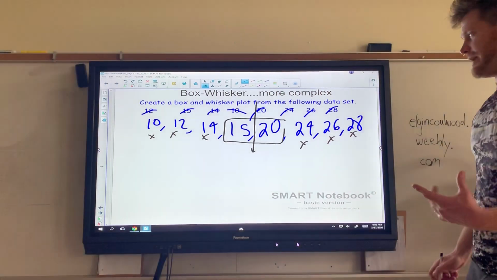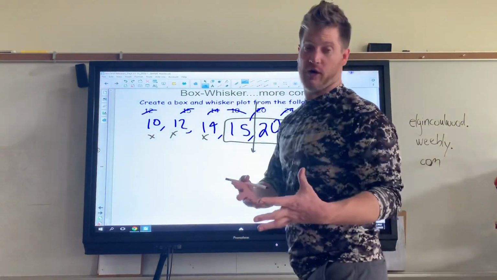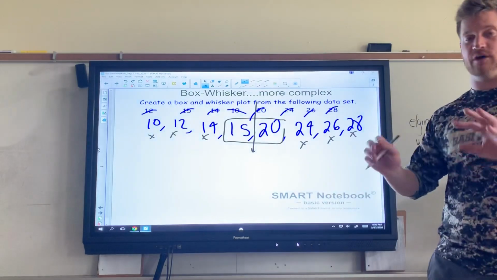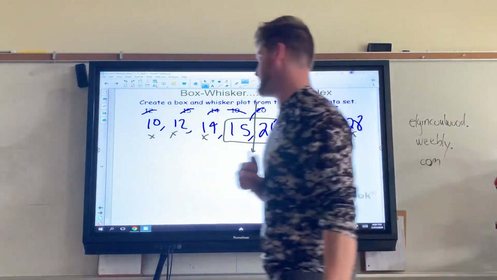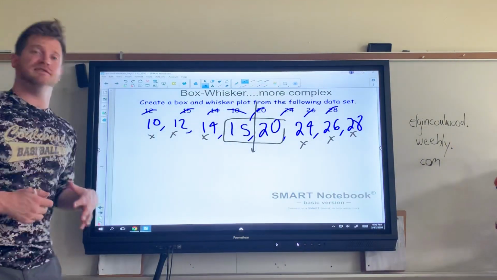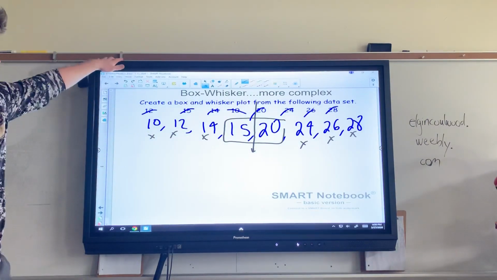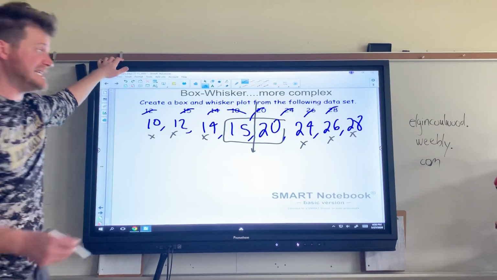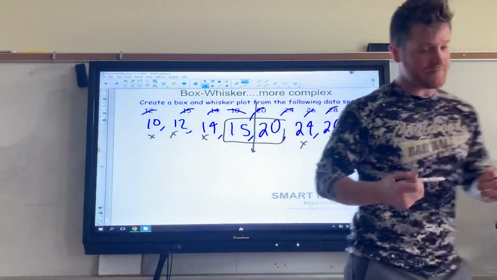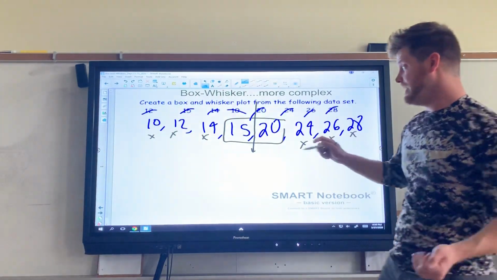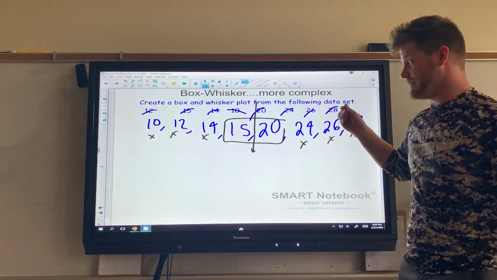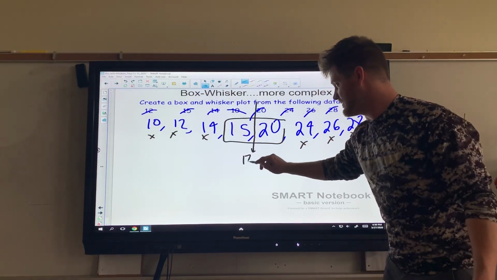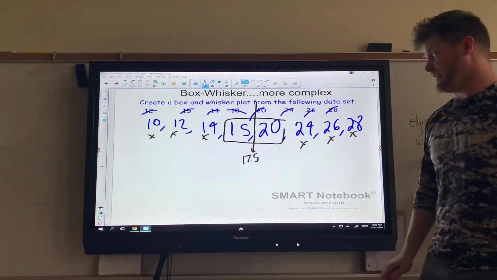So in order to find that, we've already done this with the quartiles before, Q1 and Q3. Not IQR, the upper quartile and lower quartile, excuse me. Same thing here. You have to add them up and then divide by 2. Well, 15 plus 20 is 35. And you do 35 divided by 2, and that gives you 17.5.